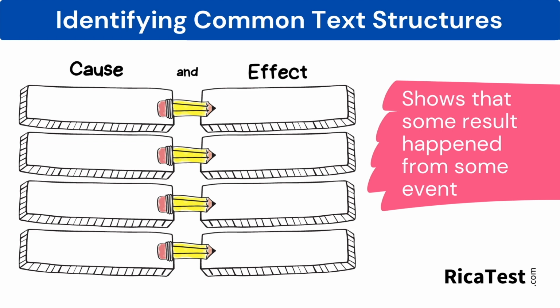Cause and effect is our next. And here is the structure, which is commonly found in science textbooks. And this shows that some result has happened from some other event.